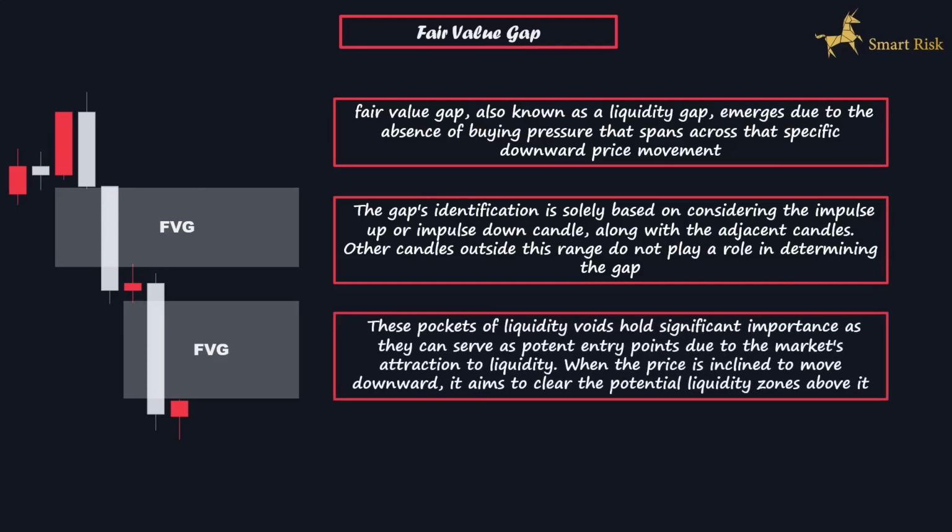These pockets of liquidity voids hold significant importance as they can serve as potent entry points due to the market's attraction to liquidity. When the price is inclined to move downward, it aims to clear the potential liquidity zones above it. Consequently, these zones become favorable regions where the price might witness an upward movement, only to eventually fill the gaps and then continue its bearish momentum with greater strength. As we understand the psychology behind the fair value gaps, now let's see how we can take advantage of them in identifying the market's upcoming movement and direction.